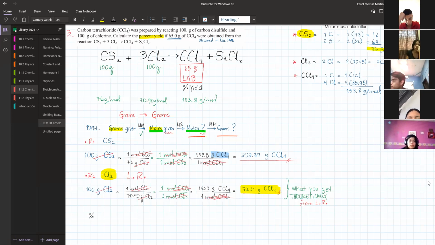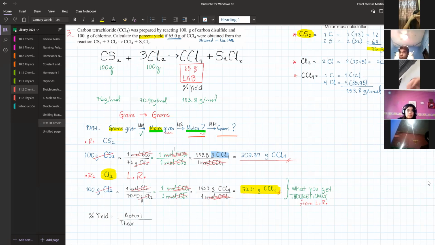So percentage yield is equal to actual divided by theoretical times 100. Remember that actual is what you got in the lab, and theoretical is what you got from the limiting reactant, times 100.